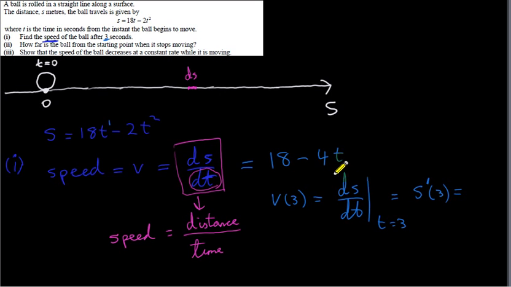And we just plug 3 into this. So we have 18 minus 4 times 3, which is 18 minus 12, which is 6. What are the units? Well, speed is distance over time, so it's meters over seconds. The distance s in this question is in meters, and the time is in seconds.